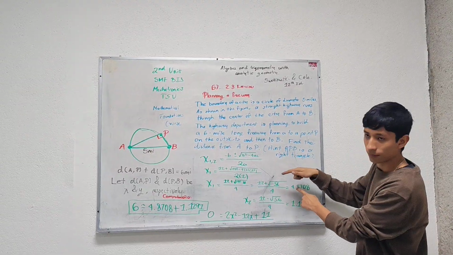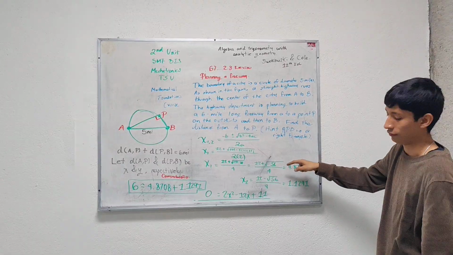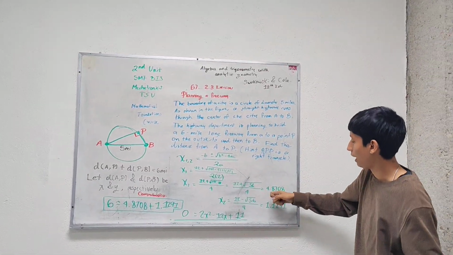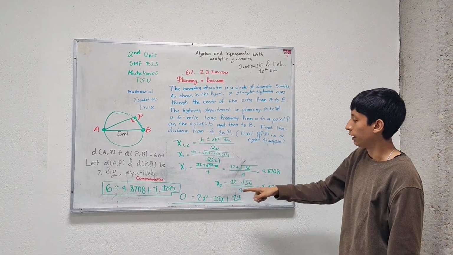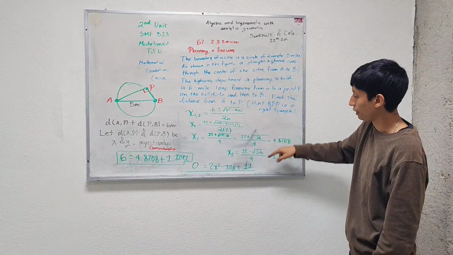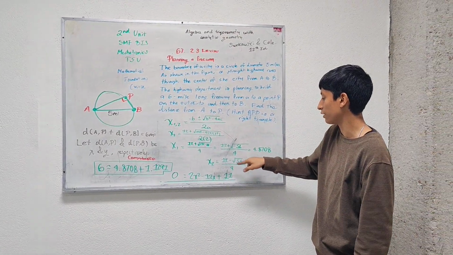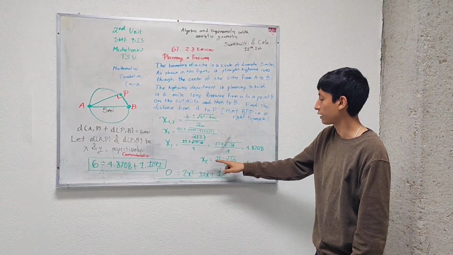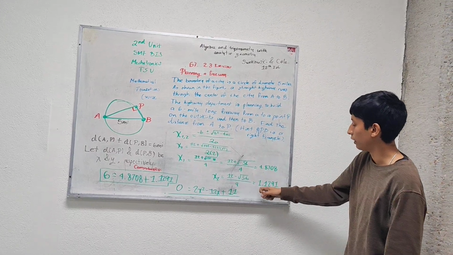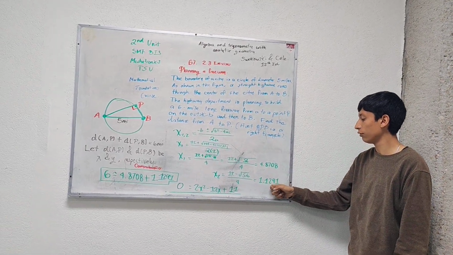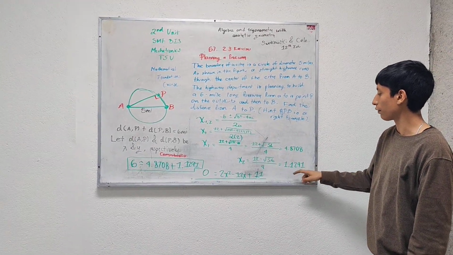We can factor this, but in order to make this faster, we only apply this in our calculator, and we have that x1 is going to be equal to 4.8708, and x2 is going to be equal to the same thing, but instead of adding, we are going to subtract the square root of 56. So x2 is going to be equal to 12 minus the square root of 56 over 4, and this is equal to 1.1291, and we are going to find the distance from A to P.